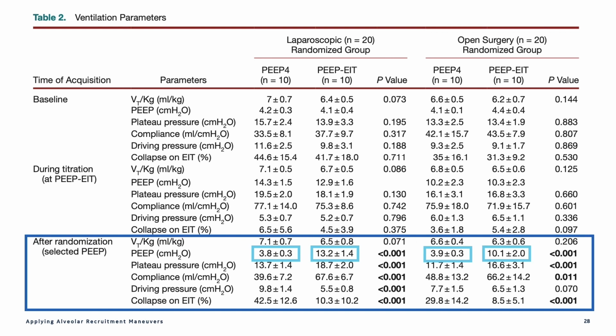For open surgery, likewise, there was a PEEP of 4 in the control group, and the EIT-guided group received a PEEP of about 10 centimeters of water, slightly less than what the laparoscopic surgery group received, as you would expect, because there was no insufflation of the abdomen occurring during open surgery.